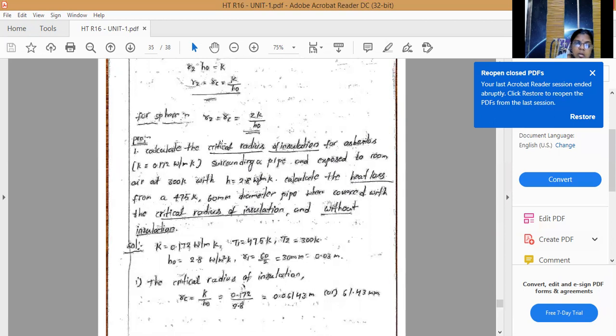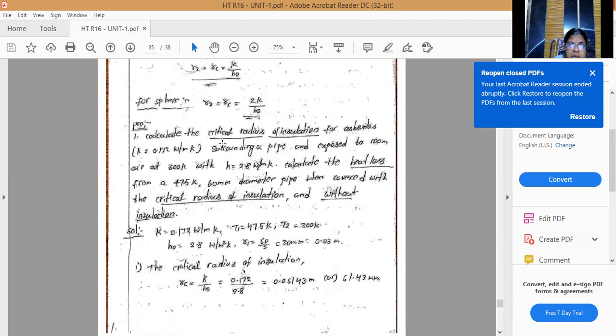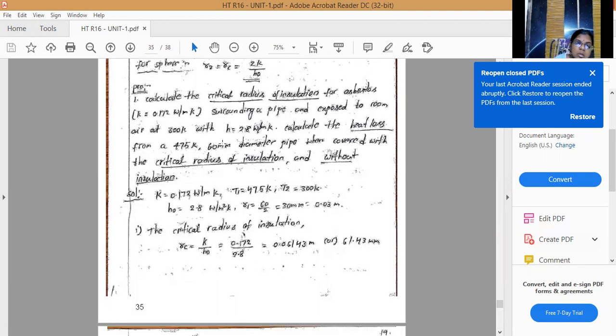The critical radius of insulation for a cylinder is K by h naught, and for a sphere it is 2K by h naught. Okay, students, now we will look at an example regarding the critical radius of insulation for a sphere and a cylinder. So here is the problem given.